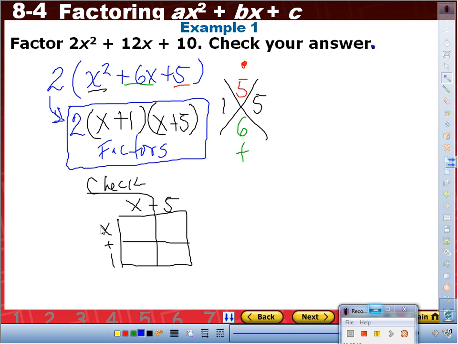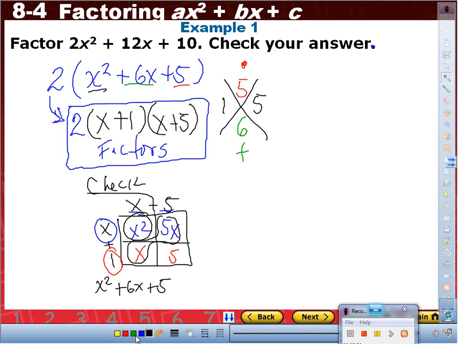So let's multiply. X times x, that's x squared. X times 5, that's 5x. Next, 1 times x, that's 1x. 1 times 5, that's 5. So I'm going to write my trinomial. I got x squared. Can I combine like terms here? 5x plus 1x, that's 6x plus 5.